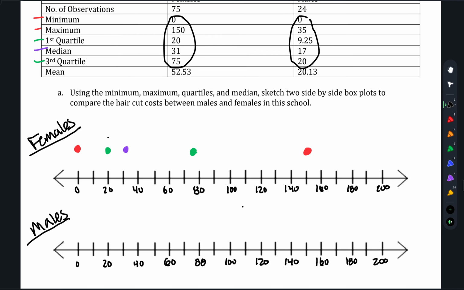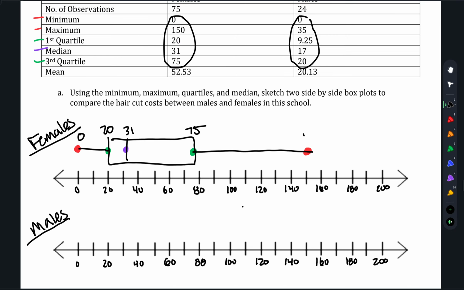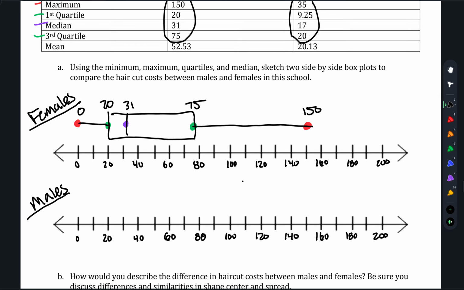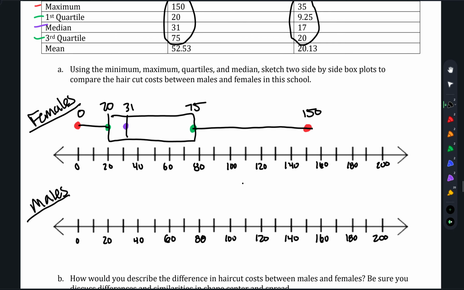Okay, here's my box and whisker plot for females. Hopefully yours looks something like this. I'm also going to put labels on these points because I find it helpful. So this is 20, 31, 75, 150. And I'm going to do the same thing for my data about the males.